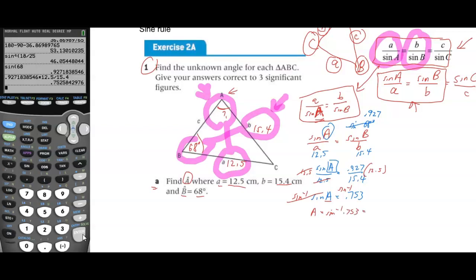Which is equal to what? Let's see. Inverse sine, which we do by doing second sine. We just go up and copy this 0.753. And the answer is 48.8 degrees. So angle A is 48.8 degrees. And that is the answer to part A.